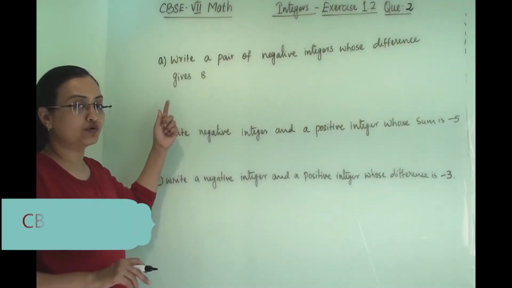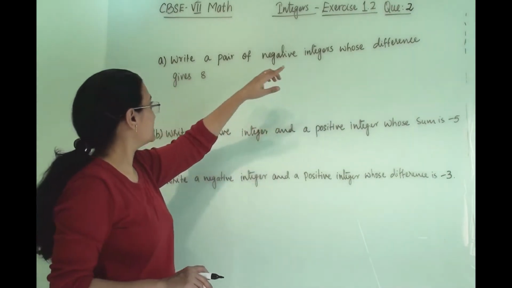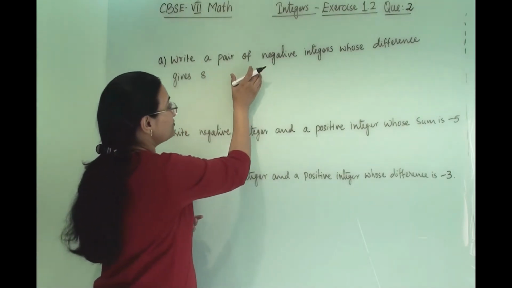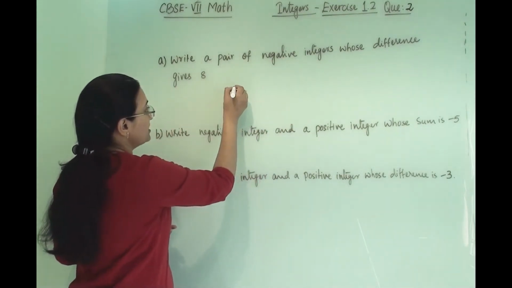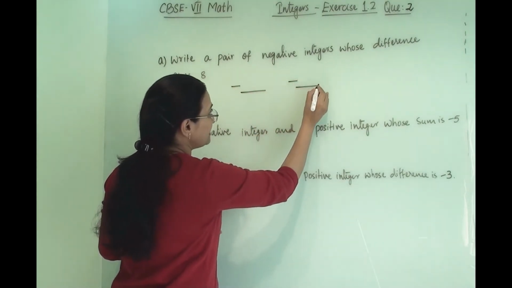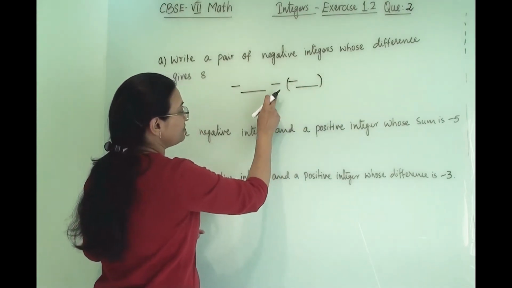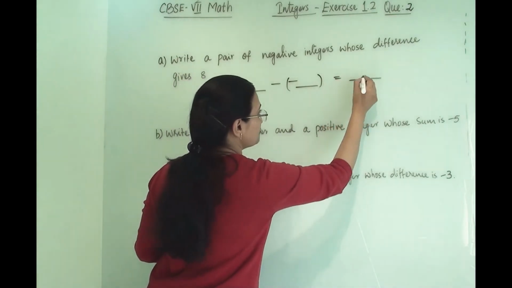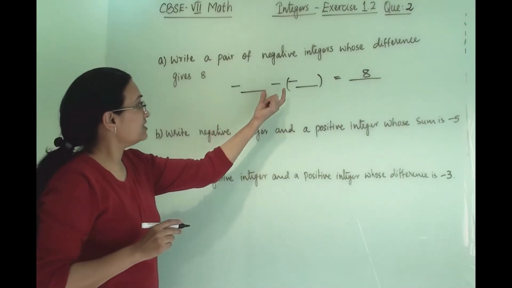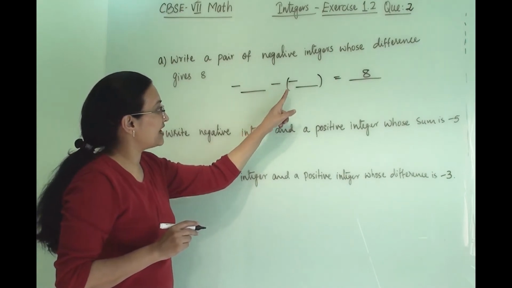Exercise 1.2, question 2. Write a pair of negative integers whose difference gives 8. Here they have clearly mentioned that we have to write a pair of negative integers. So this will be our first integer, this will be our second integer, and their difference. That means here also the negative sign will be there, and then the answer will be 8, and that too positive 8. So when we are putting a bigger number here, then it will become minus plus.